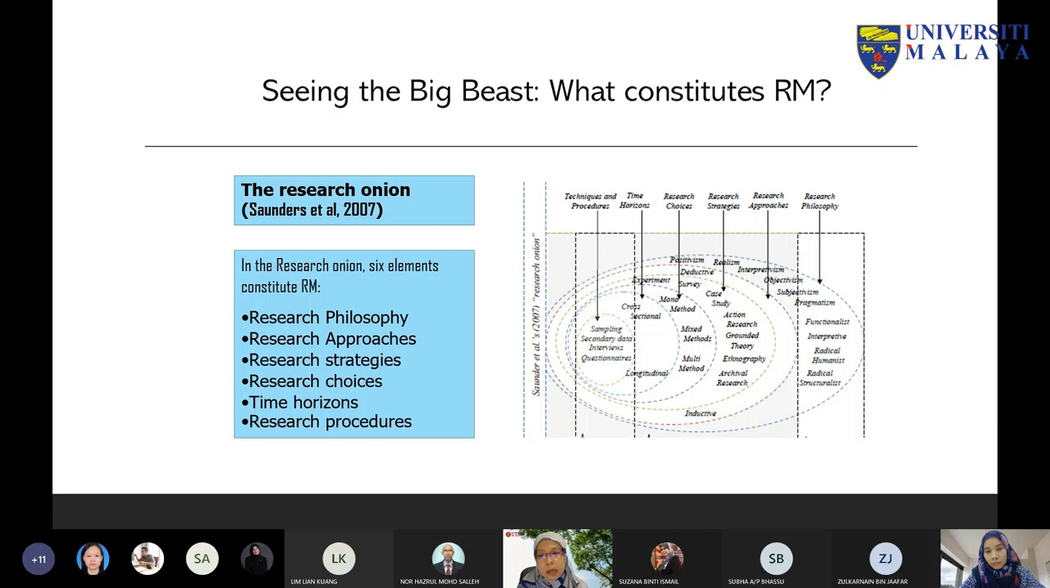Like Kagioglu in the nested model, he started with philosophy. As you can see, this is 2007. Saunders always updates his version, so you can look at the newer updated version of the onion itself, but the foundation is the same. It's layers of circles. He starts with philosophy, which has positivism, interpretivism, subjectivism, and radical. We will look into this later. First, I will discuss the components before discussing the paradigm itself.